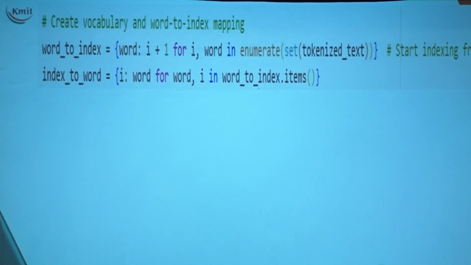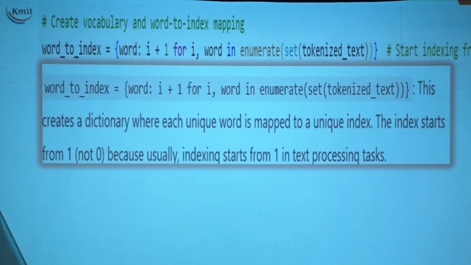It's a dictionary. It will hold your key as your word and your word vector as your value. But here what we are doing is, we are trying to first gather the positions. Okay? So here we are creating the vocabulary and word to index mapping. For that I have chosen the enumerate method. This creates a dictionary where each unique word is mapped to a unique index.